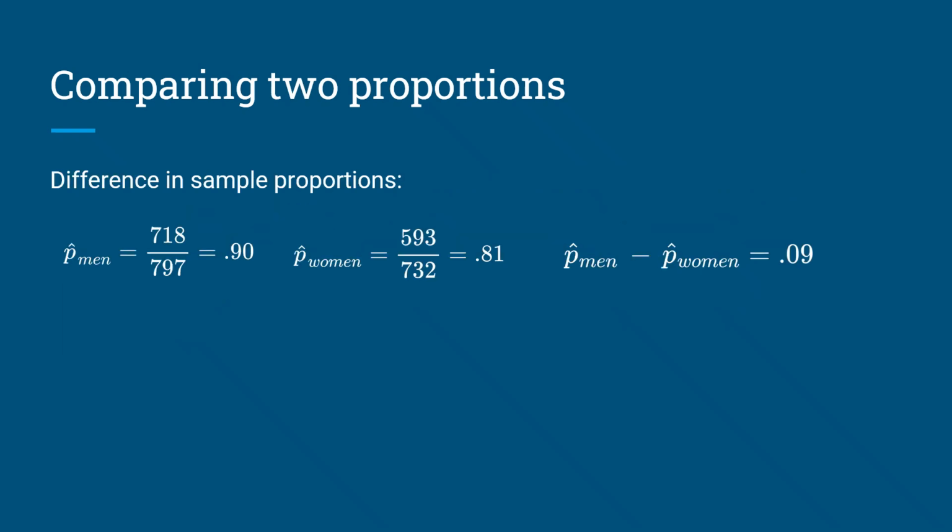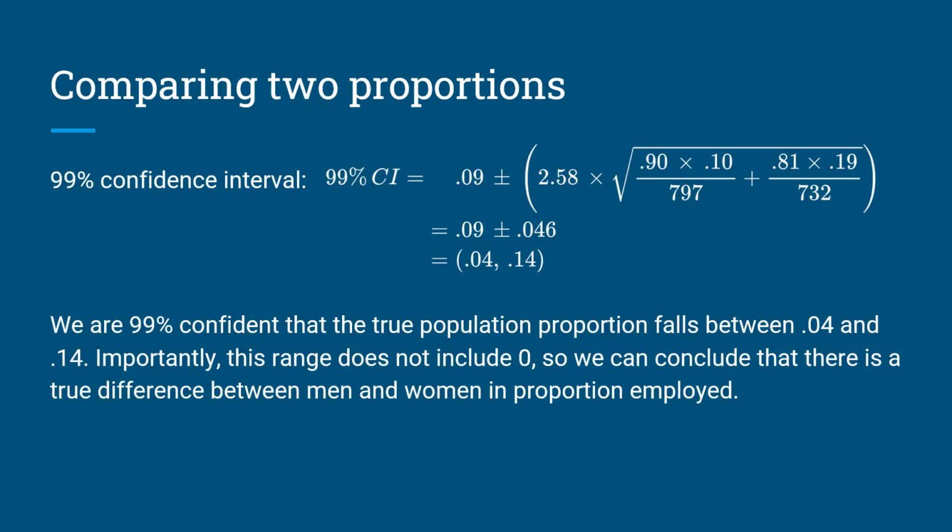So from the information that we have available, we can calculate three statistics. First, the observed proportion of men who were employed last summer is 0.9. For women, it's 0.81. And the difference between those two is 0.09. So to calculate the 99% confidence interval, we simply need to calculate the standard error of the difference. That's reflected in the value under the square root sign inside of the parentheses.